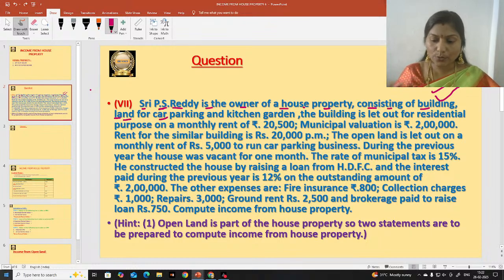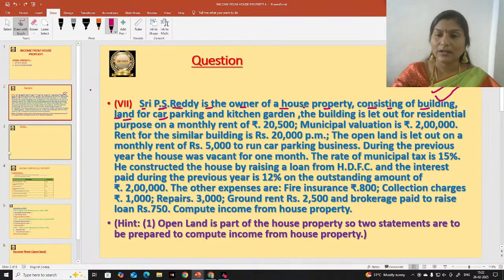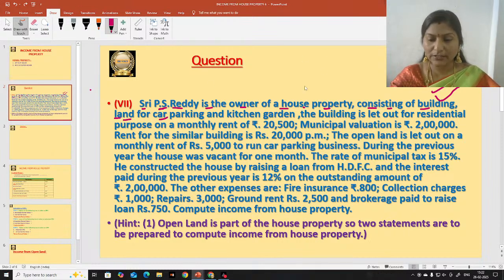Okay, so two are there, and we can call those two as house properties for him. Those two are properties for him, and the building he is giving on rental basis, and the land he is giving for car parking. Okay, so let us see what actually is the information here.